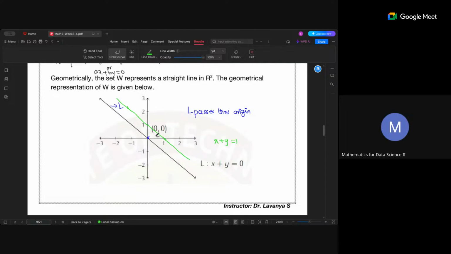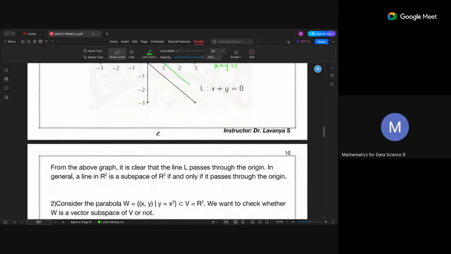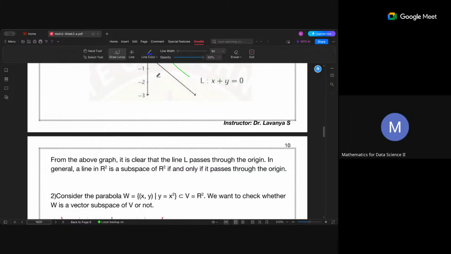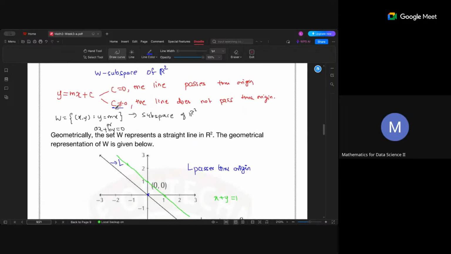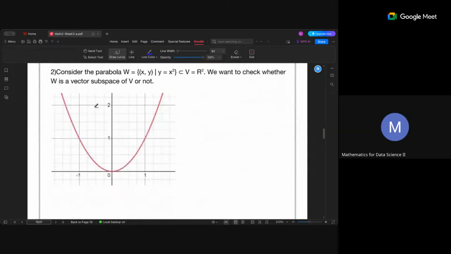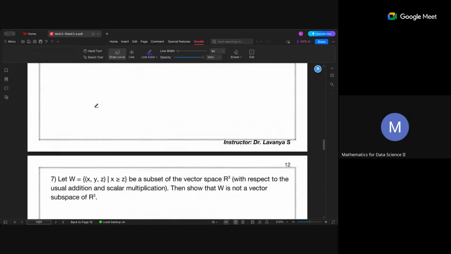What happens when a line does not pass through the origin? The zero vector will not be there. So for these lines, (0, 0) will not be in L. If (0, 0) is not there, then the additive identity is not there. If the additive identity is not there, you can say it is not a subspace. So this is a shortcut to verify whether a set is a subspace or not. You can easily check whether the zero vector of that space is there or not, and from that you can say. I guess I have mentioned it somewhere.